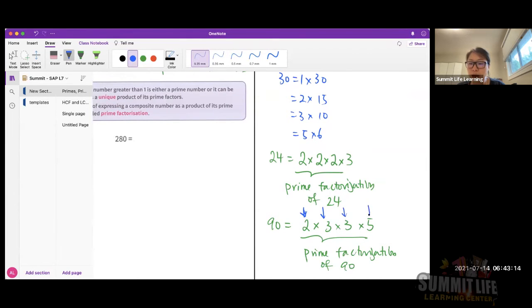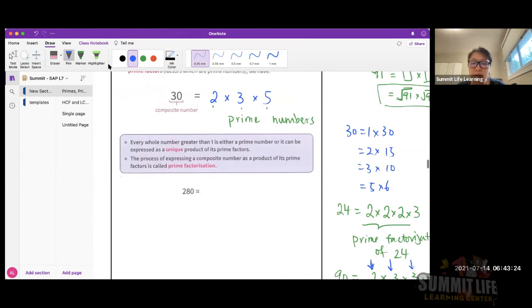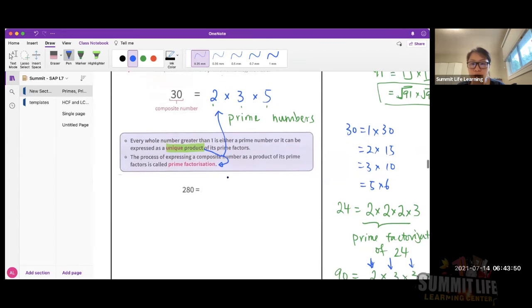Now, you will learn how to find these numbers. You will need to know how many 2s there are, how many 3s, how many 5s. This is what we are going to do. There is one special thing about prime factorization. Every whole number greater than 1 is either a prime number or a composite number. A composite number can be expressed as a unique product of its prime factors. This unique product is the prime factorization of the number.